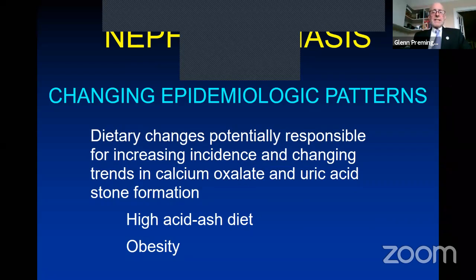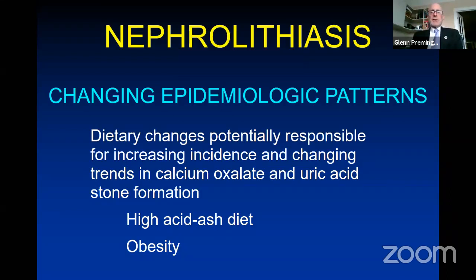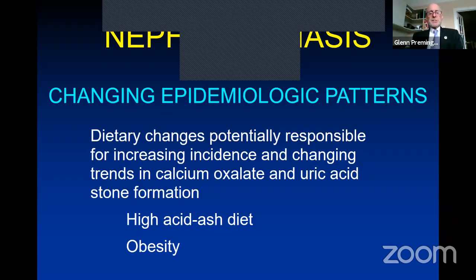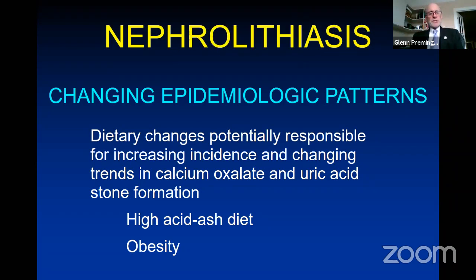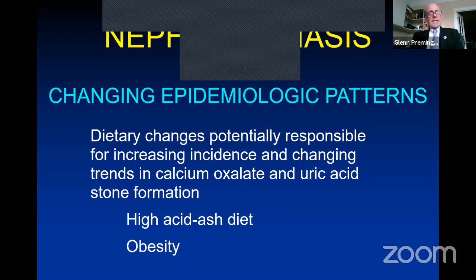Now, as I mentioned at the outset of my talk, there's been a significant change in the epidemiologic pattern of stone disease. And it's thought that dietary changes are potentially responsible for the increased incidence and changing trends in both calcium oxalate and uric acid stones. And this is thought to be mostly due to a change, not only in the United States, but across the world, in people eating a higher animal protein diet and the increased incidence of obesity throughout the world.